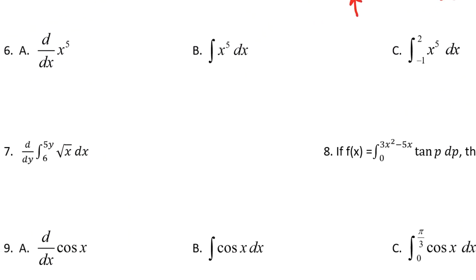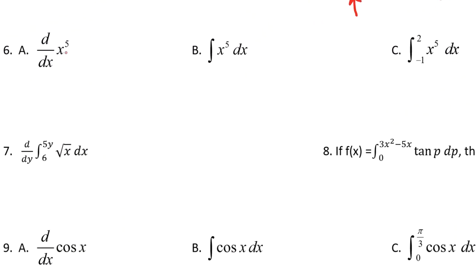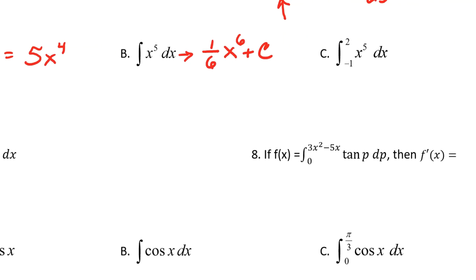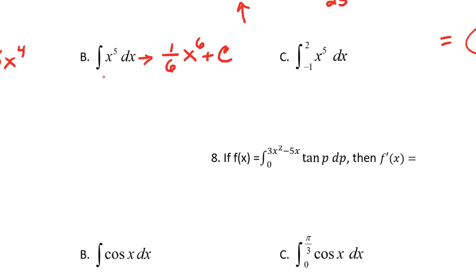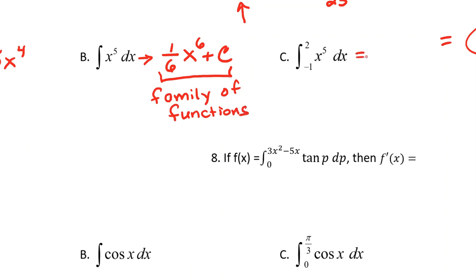And now we're comparing again our power rule for the derivative. So we bring down the 5 and reduce the exponent, as opposed to integration, which is an antiderivative. So we raise the exponent and divide by it and add our constant of integration. And now we change letter B to an indefinite integral. So notice we get a family of antiderivatives. We get a family of functions when we do an indefinite integral. A definite integral is going to give us a constant.